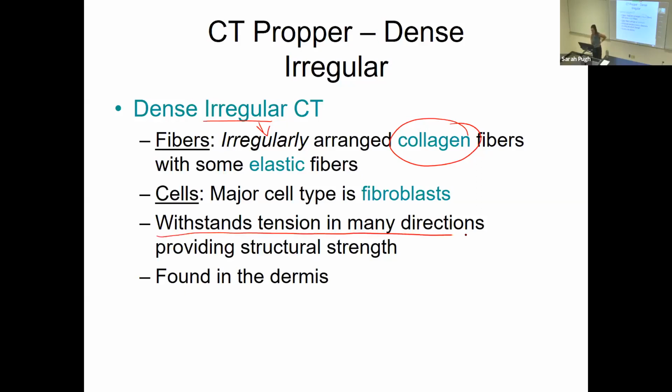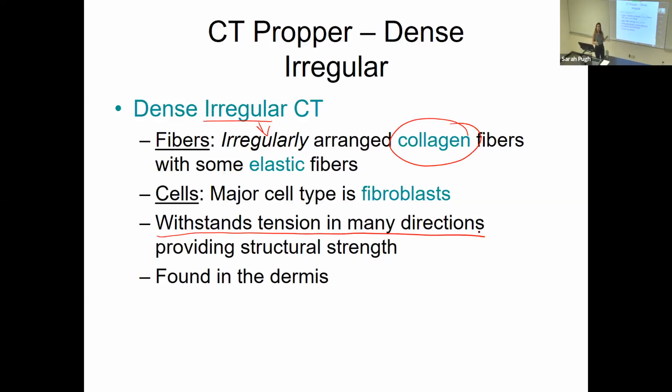So where we find this is going to be in places like your skin, not the top layer of your skin. The top layer is epithelial tissue, but just under that layer is called the dermis. And the dermis has some dense irregular connective tissue in it so that it can withstand tension from lots of directions. Think about your skin and how often it's getting pulled in different directions, not just from moving and bending, but even from growth, from weight gain, from pregnancy. Your skin is being stretched in different directions.